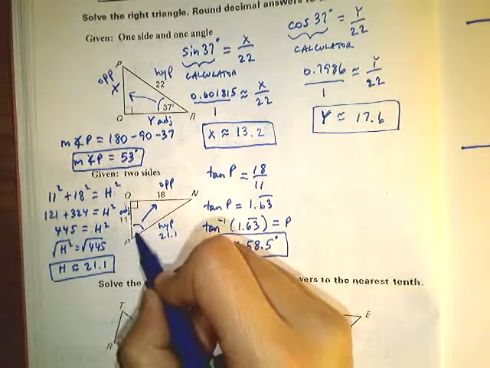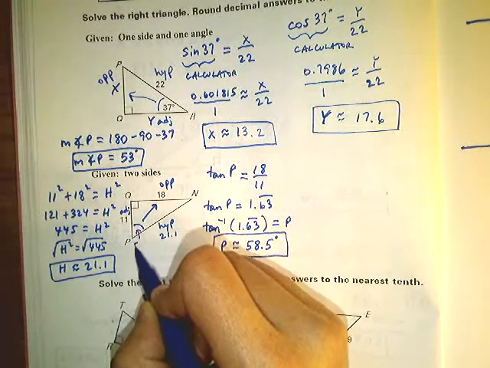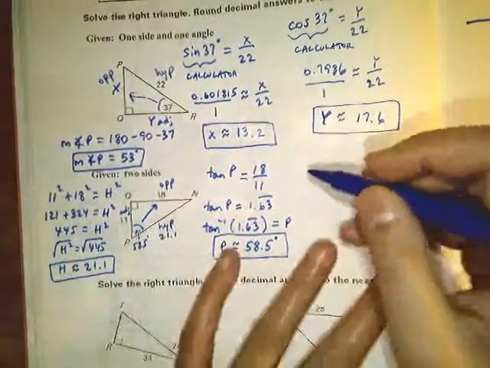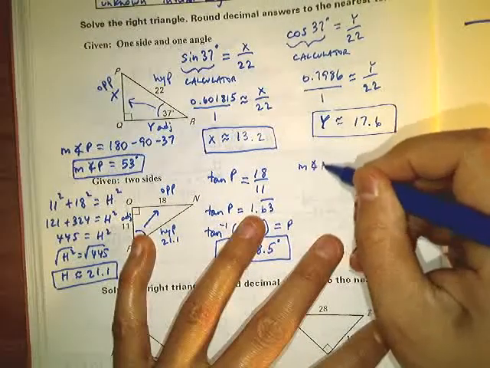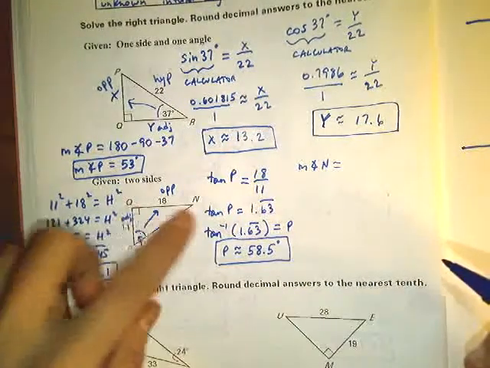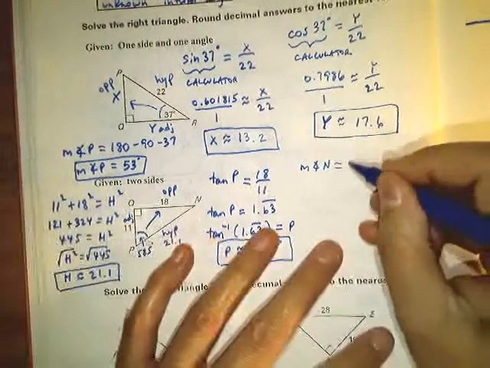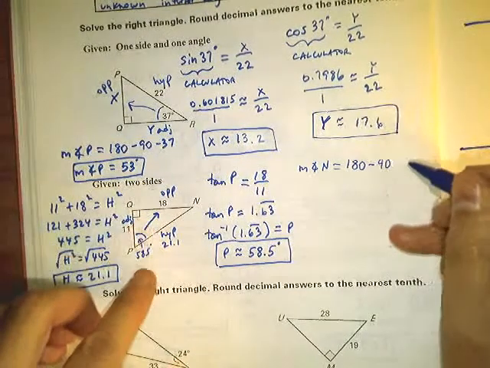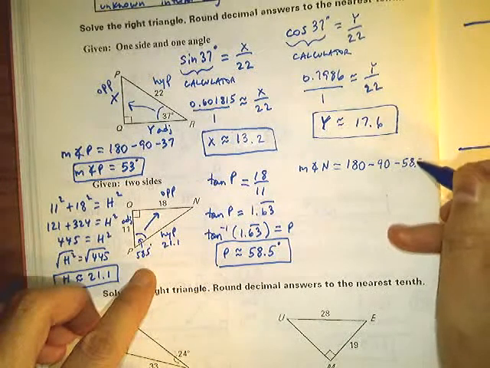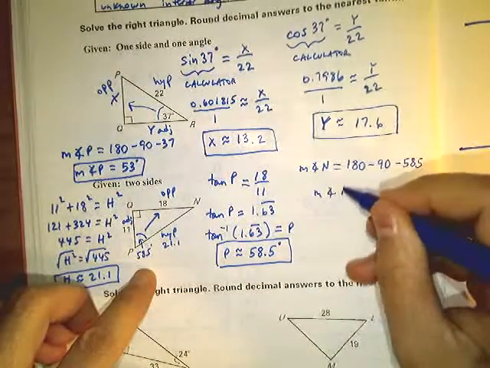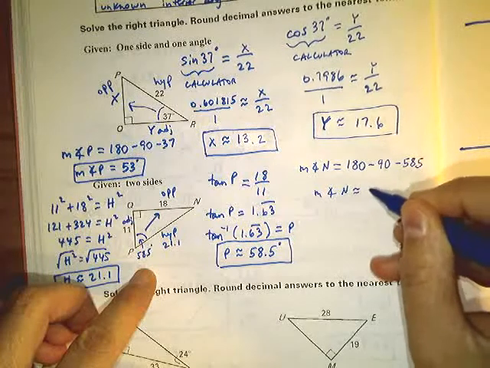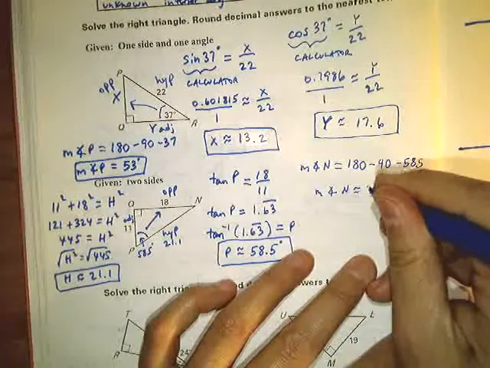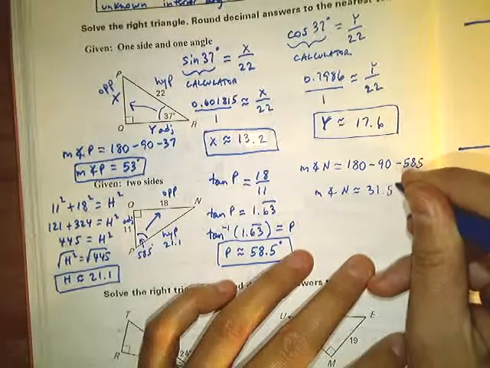And so if this is 58.5 degrees, the easiest way to find the last angle here would be to say, okay, the measure of angle N, if I know that the three of these angles add up to 180, I would simply take 180, subtract this corner, which is 90, and then subtract this corner, which is 58.5, and that'll give you the measure of angle N to be approximately 31.5 degrees.